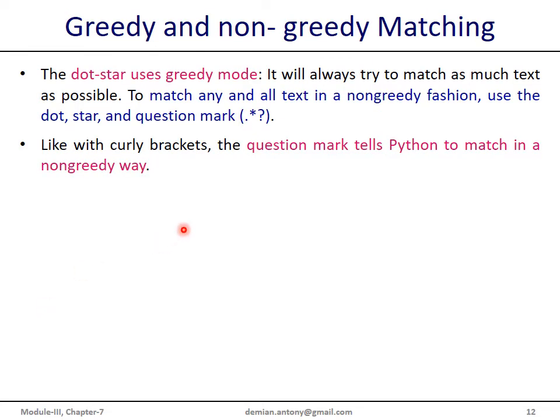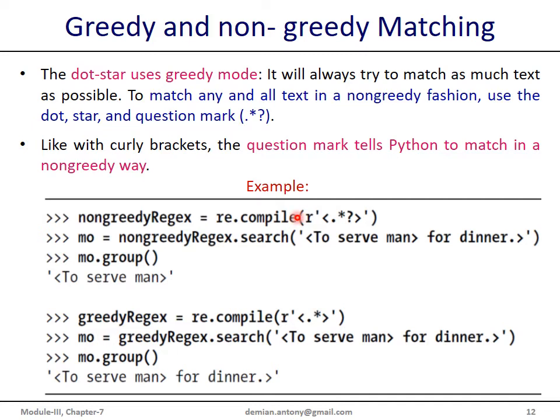The dot star uses greedy mode. It means that it always tries to match the longest pattern. To match any and all text in a non-greedy fashion, we have to use dot star followed by the question mark. Here is an example. This is the non-greedy match where we are using a question mark after dot star, and this is a greedy match where we don't specify the question mark and the longest match will be retrieved. And in the previous one we can see only the shortest match is retrieved, as it is a non-greedy matching mechanism.